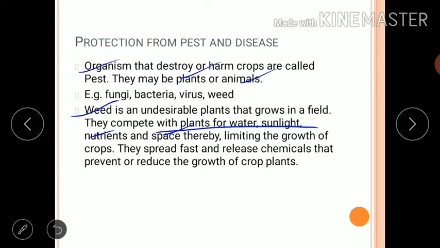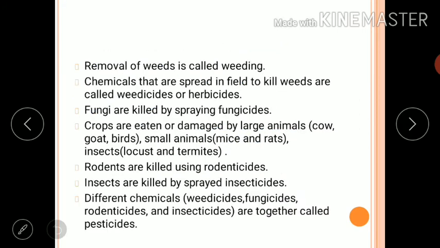They spread very fast and release chemicals that prevent or reduce the growth of the crop. The removal of these unwanted plants or weeds is called weeding. It can be done by hand or by using chemicals. Chemicals that are sprayed in the field to kill weeds are called weedicides or herbicides.